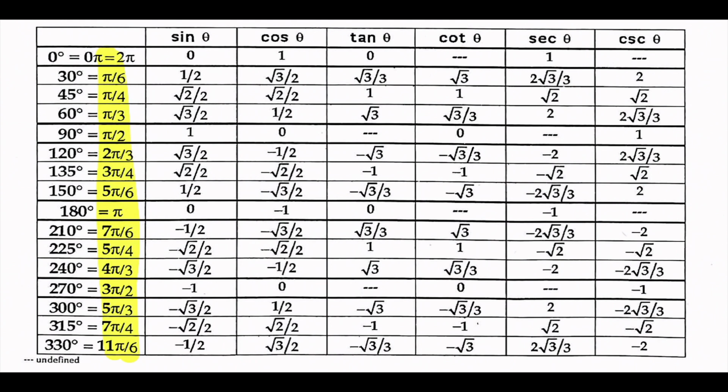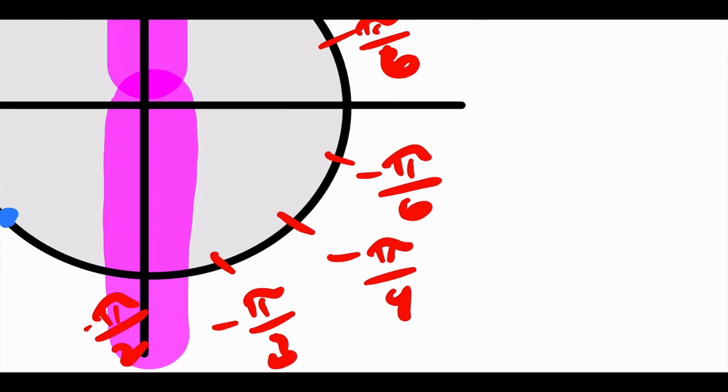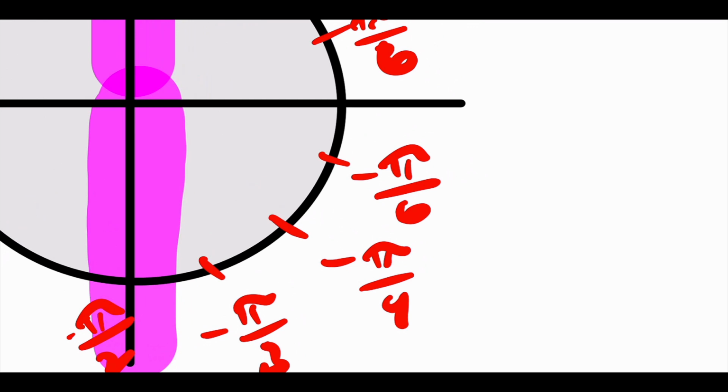Okay, so we go the opposite direction, right? So the opposite direction. So negative pi over 6, negative pi over 4, negative pi over 3. What coordinates do they have?